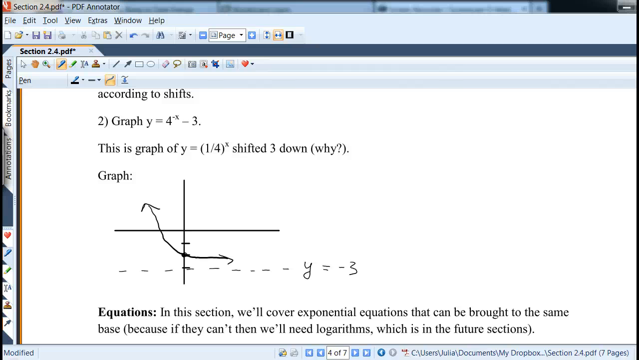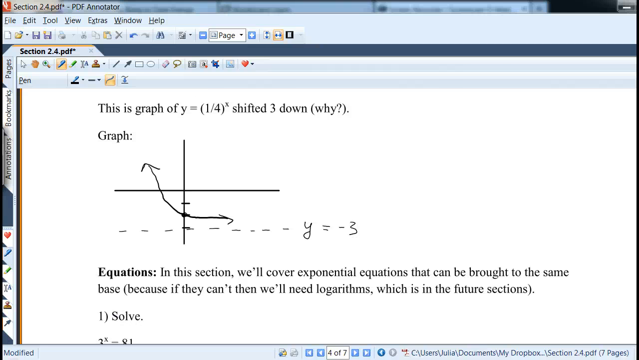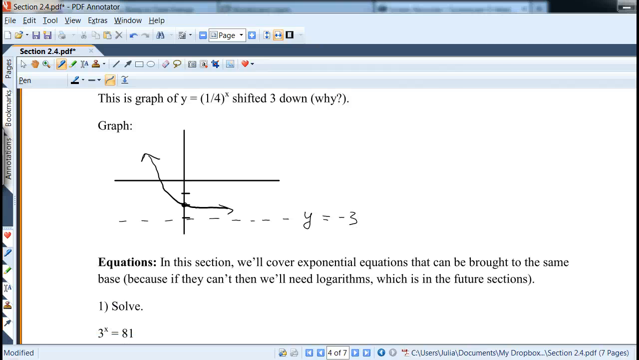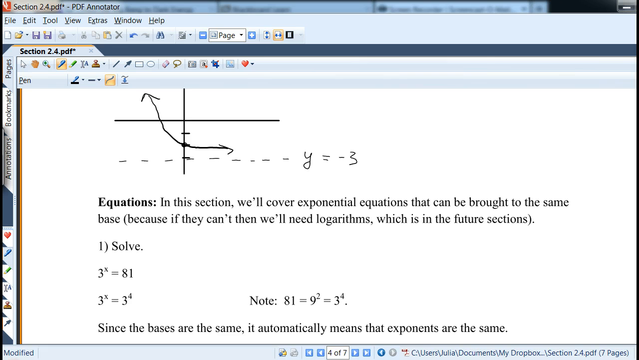Equations, we're only going to cover very simple equations, if we can bring them to the same base for now, because later we're going to need logarithms, which will be the next section. What if we have 3 to the power of x equals 81? What can we do? Well, let's bring them to the same base. Notice 81 is actually 3 to the 4th power, which is 9 squared, which is 4 3s: 3 times 3 times 3 times 3.